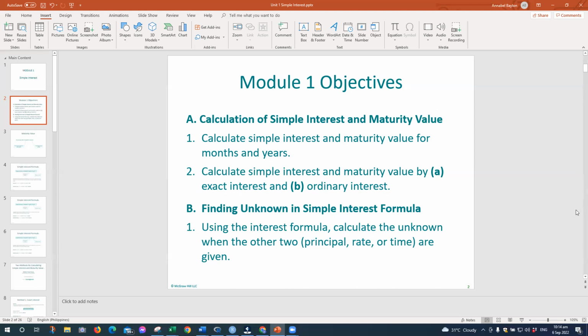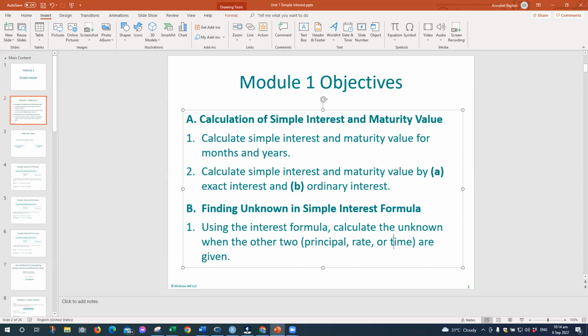Also in the course of this topic, we'd like to find unknowns in the simple interest formula. So you have the simple interest formula, and what if what's unknown is the principal? If the unknown is the principal, then the rate and the time should be given, because you cannot compute for the principal if the rate and the time are not given. If the rate is not given, then it can be computed as long as the principal and the time are given.